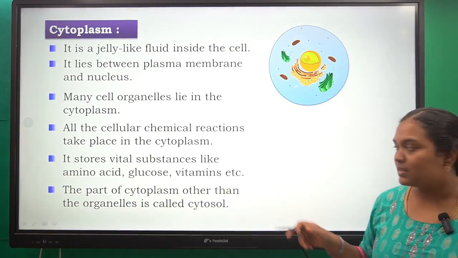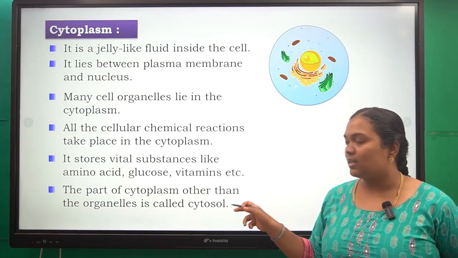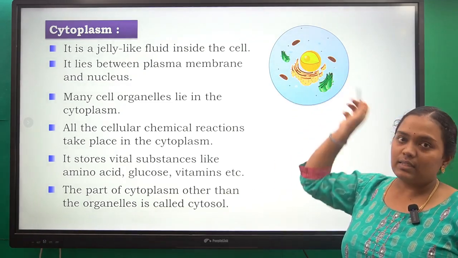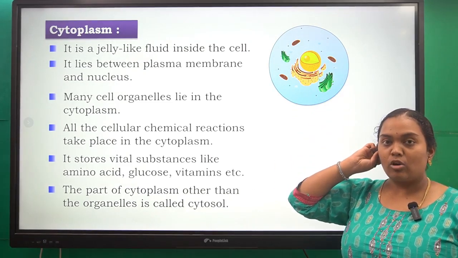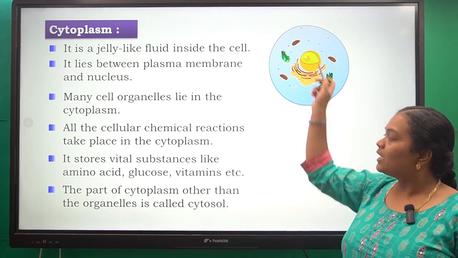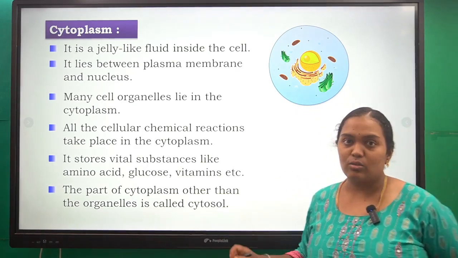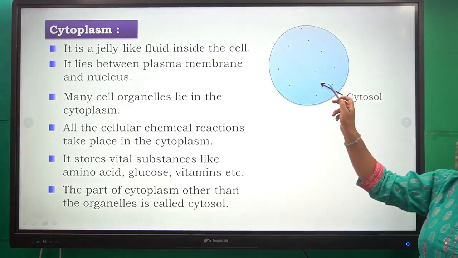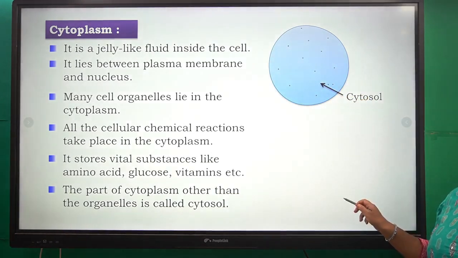The part of the cytoplasm other than the organelles is called cytosol. So if you remove all the organelles like mitochondria, endoplasmic reticulum, Golgi complex, whatever remaining material is there is called cytosol. You can see we have removed all of them, and whatever remains is the cytosol.